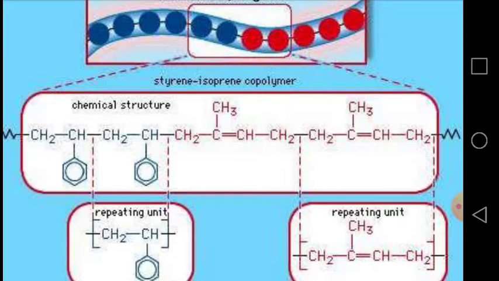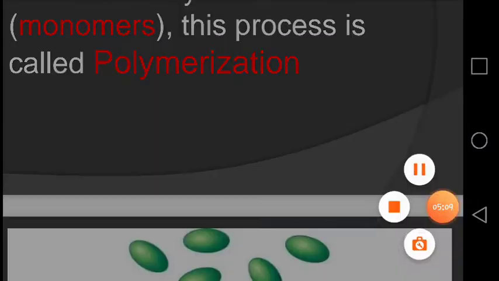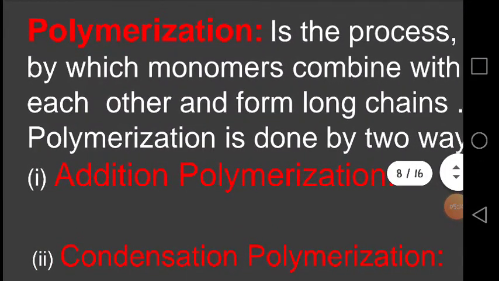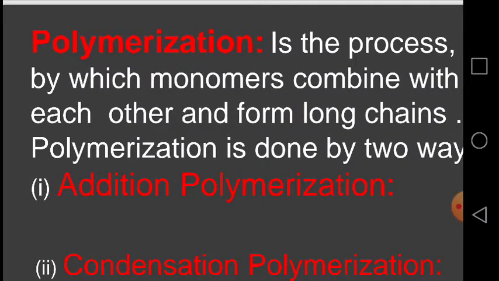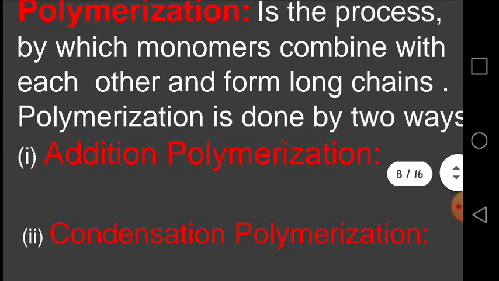After having this understanding about homopolymers and copolymers, now we are moving towards the process. As we have discussed earlier, polymerization is the process by which monomers combine with each other and form long chains. Polymerization is done in two ways: addition polymerization and condensation polymerization. These two types of polymerization we will understand with simple examples.